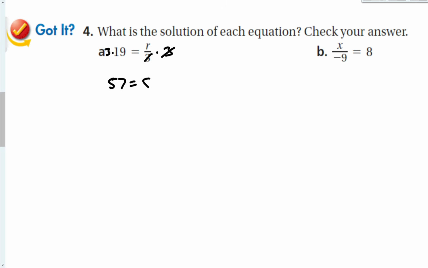Same thing for part B. I'm just going to multiply both sides by negative 9. Here they cancel out. x is going to be equal to negative 72. 8 times a negative 9 is a negative number. Careful with the signs. Careful that we're not making any weird mistakes.